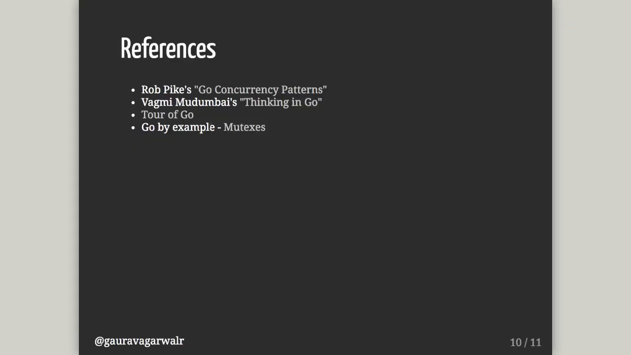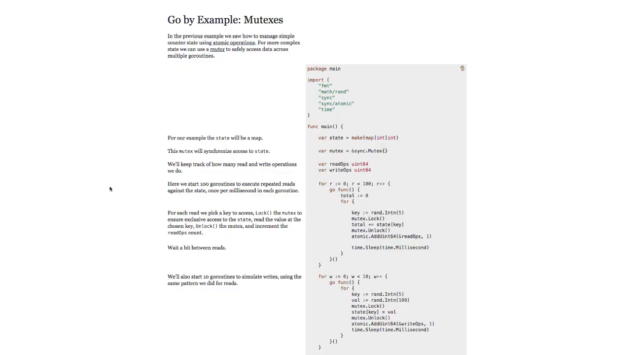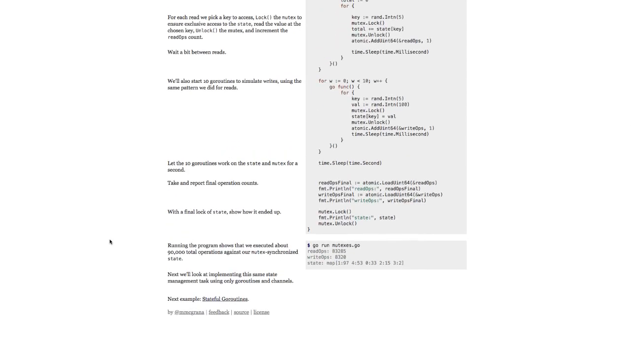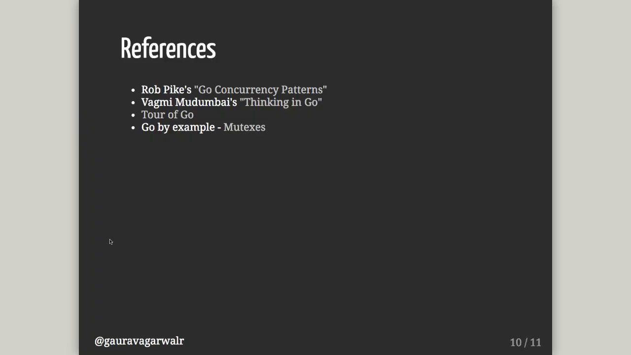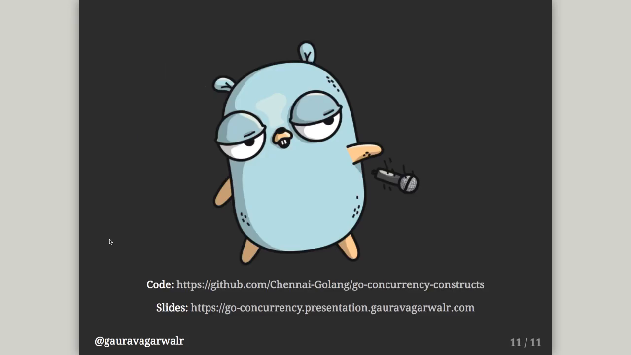Go by Example has mutexes. Go by Example is a site which I really like. It does not allow you to execute the code, but it has a collection of different pieces of code. You can just look at it and get a sense of how to write that piece of the library which you are interested in. So yeah, that's pretty much it.